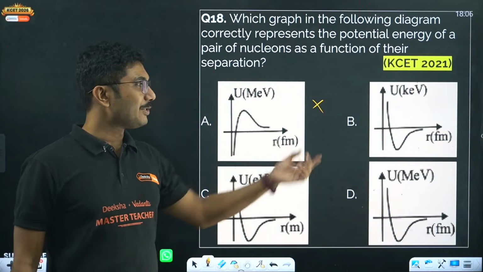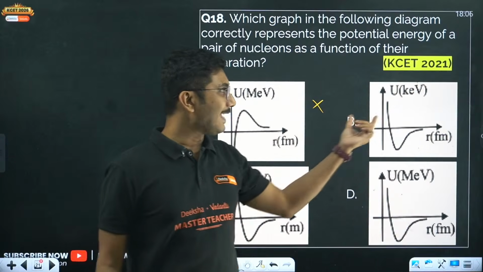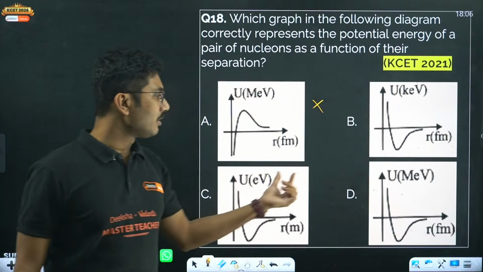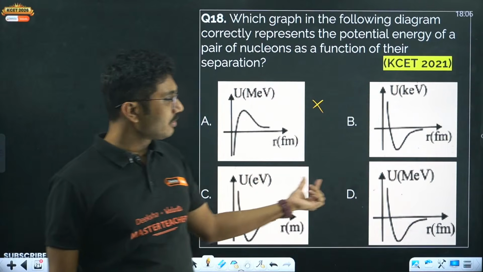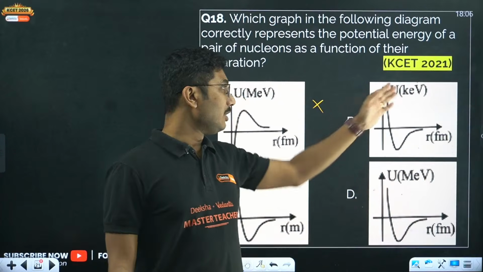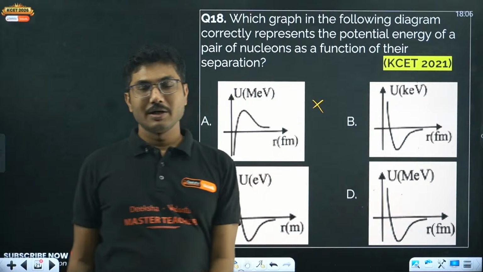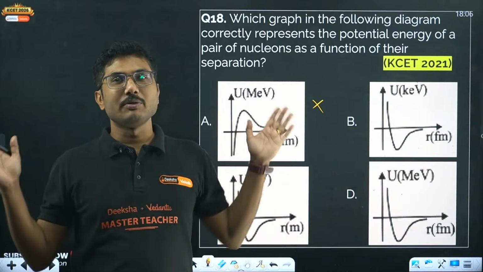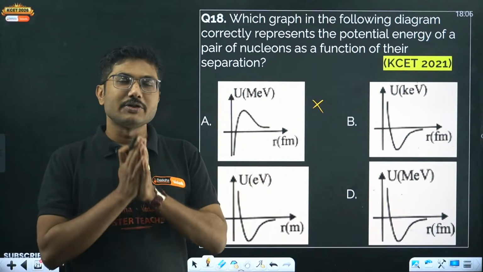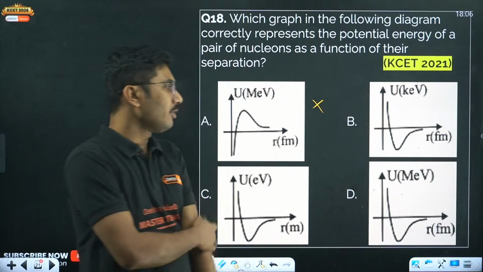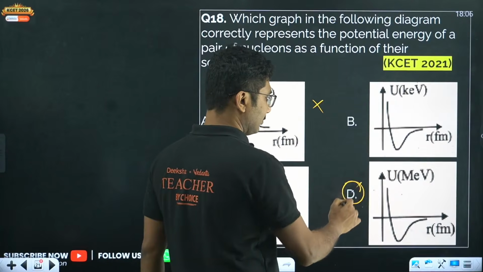What is the difference between them? The difference is in the scale. This one is in kilo electron volt, this one is in electron volt, and this one is in mega electron volt. Kilo, electron, mega. Obviously the potential energy between 2 nucleons is of the order of mega electron volt. So the correct answer will be D.